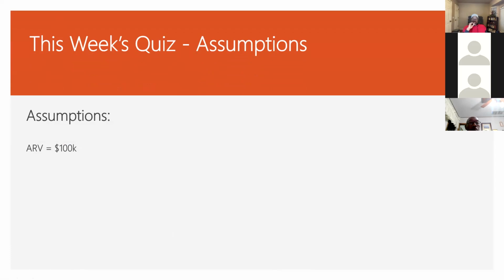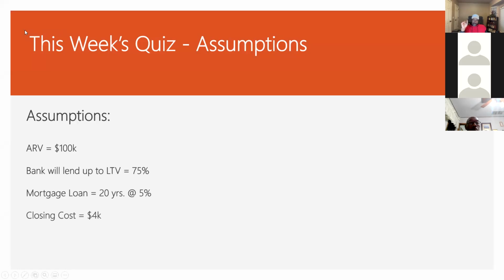So the ARV in this particular assumption, we're going to assume it was $100,000, and ARV means after repair value, right? We know that most banks are only going to lend you up to 75 or 80% of the ARV. Our particular assumption, again, most banks won't go 30 years on investment properties. They'll only go 20. So let's assume they'll do 20 years at 5%. We're going to assume 4K on our closing costs, 10,000 repairs.